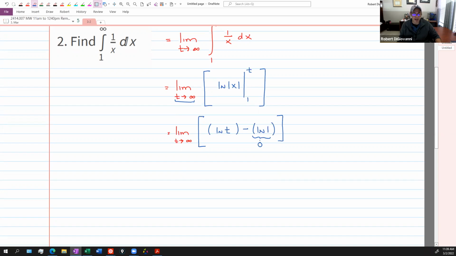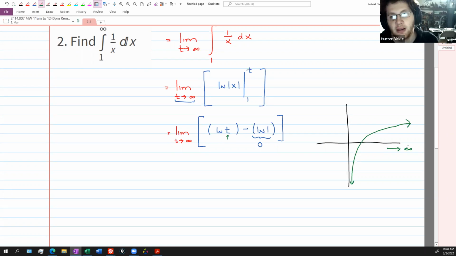And now I want to know what happens as I let t go to infinity for the natural log function. Where does it go? You have to remember what natural log looks like, right? This is what natural log looks like. And I'm trying to ask what happens when t goes to infinity on the natural log. So where does that function head as we go to the right forever? Does it go to infinity? Goes to infinity. It's very slow.